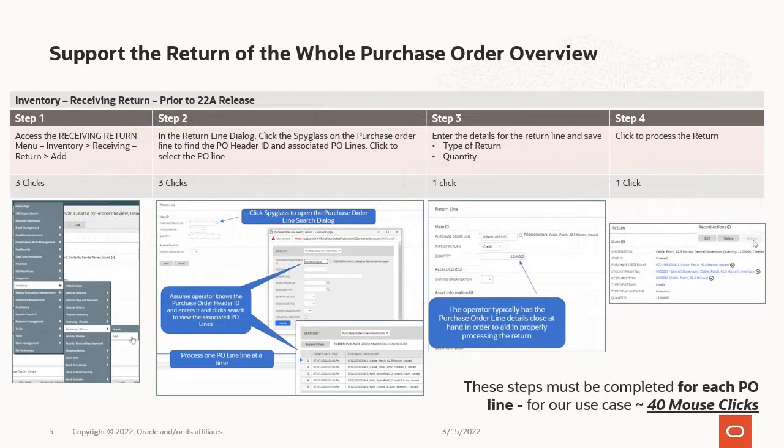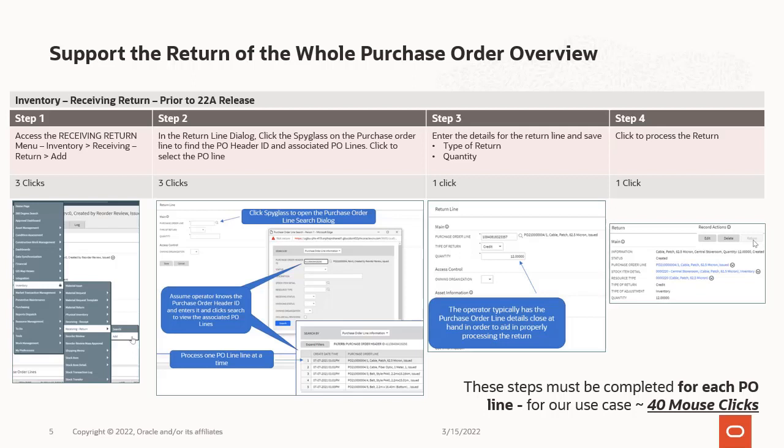In our example, the storeroom clerk needs to return a PO for credit that was received in error. The purchase order has 5 purchase order lines, and the entire quantity received for each line must be returned. Prior to 22A, there were 4 steps that needed to be followed.